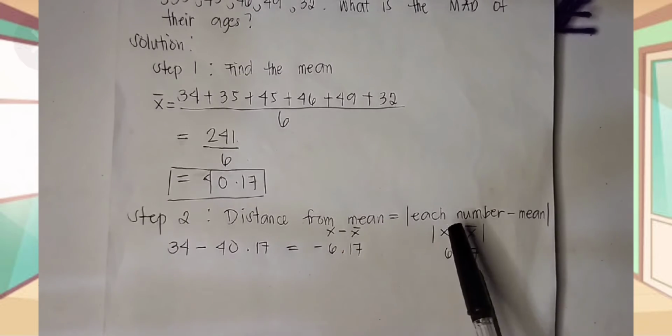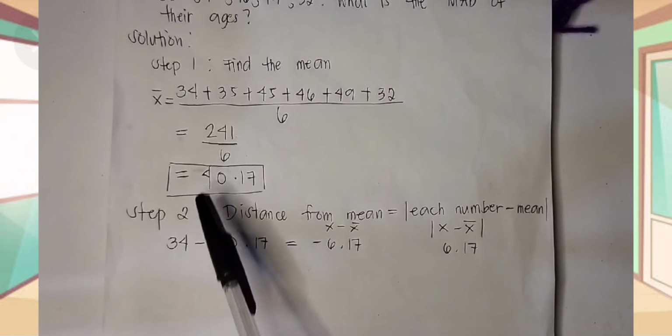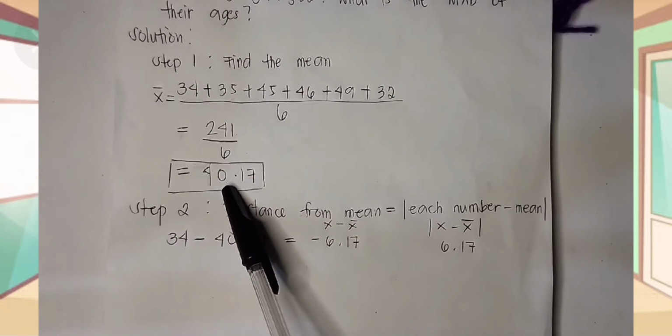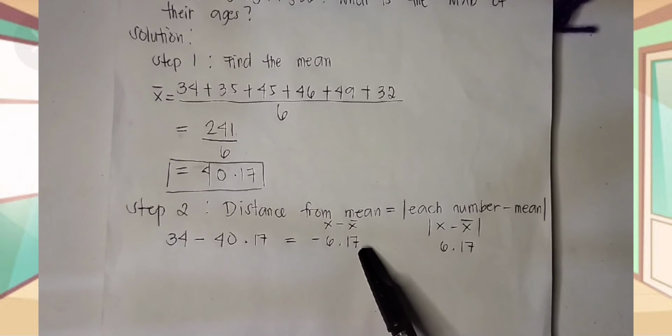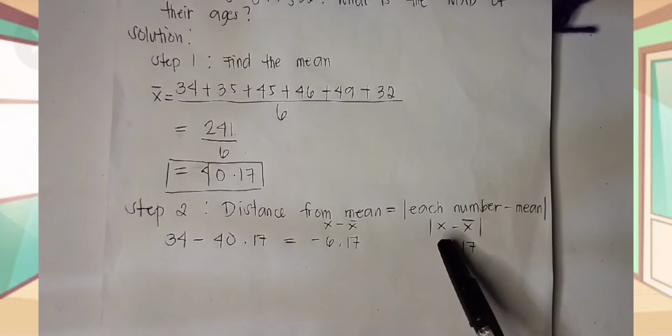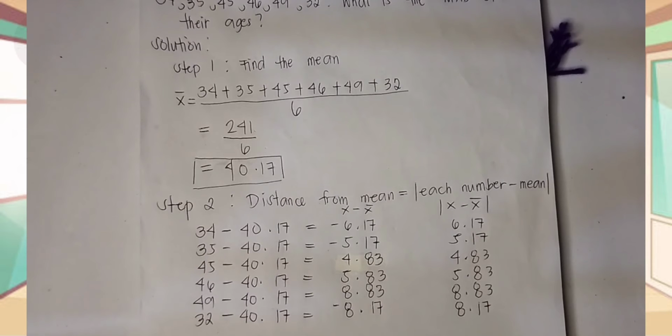Which is distance from the mean is equal to each number minus the mean. So calculate how far each element is away from the mean. Use the absolute value because distance is always positive. So according to step 2, each number minus the mean. For example, 34 minus 40.17 is negative 6.17. When we talk about distance, there is no negative, so it turns to positive 6.17. So let's just follow what the steps are.